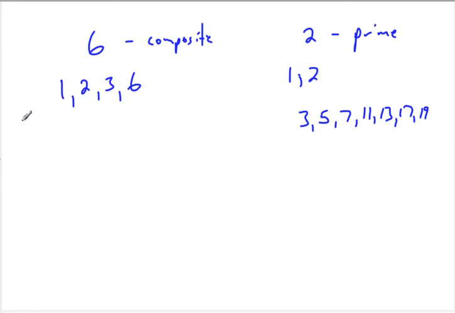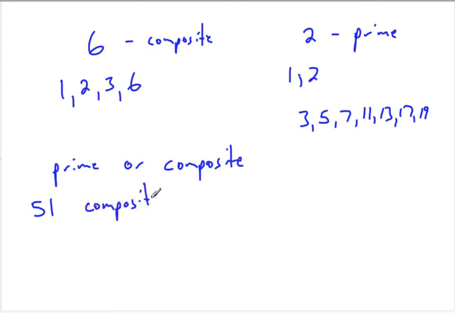So let's do a couple examples of prime or composite. If the number is 51, well, using the divisibility rule of 3, we know that 5 plus 1 is 6, which is divisible by 3. So since this is divisible by 3, we know it is composite. Because 51 divided by 3 is 17.